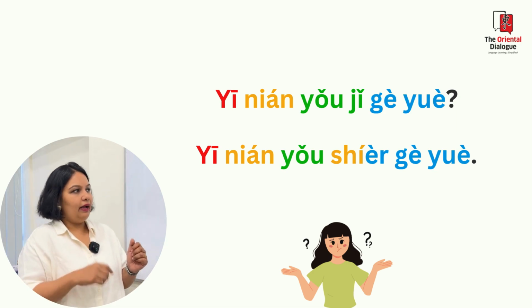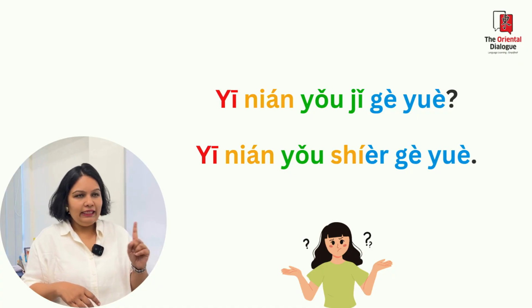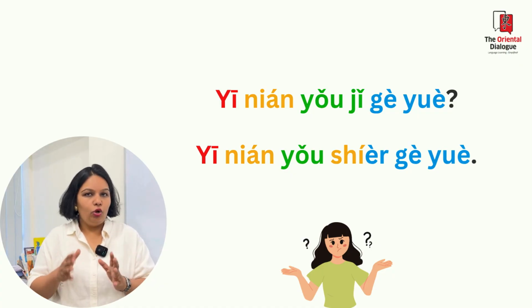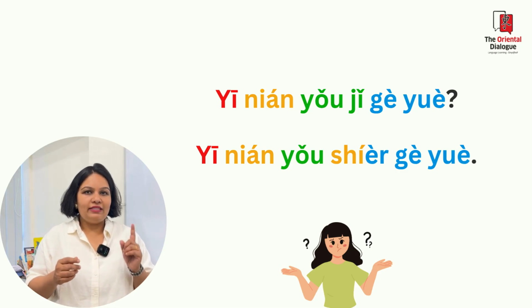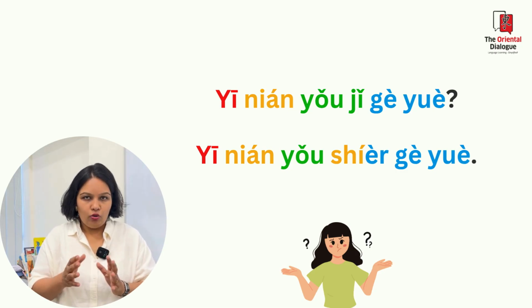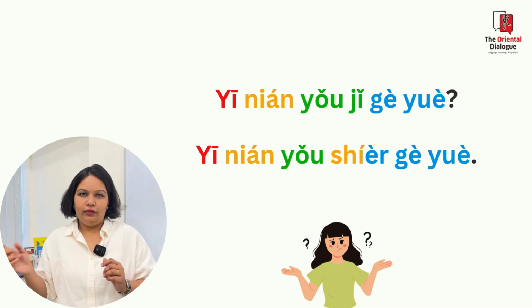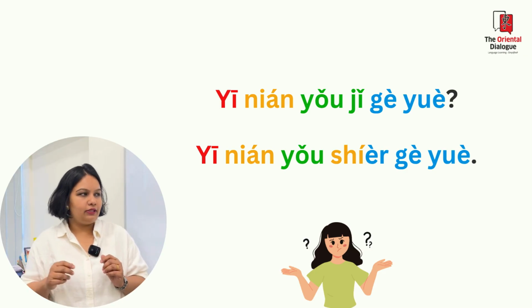Okay, coming back, 一年, 1 year, 有几个月, how many months does it have? So I will say 一年有12个月. 1 year has 12 months.